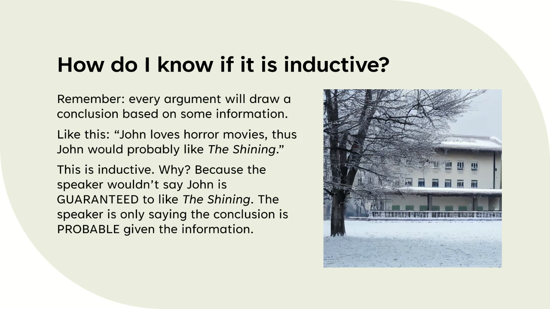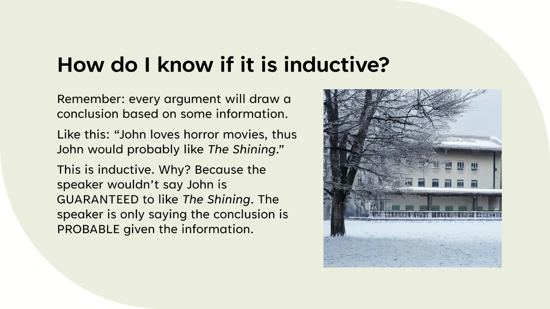Another way of putting this is that the person is not saying John is guaranteed to like The Shining. They're just saying it's probable or very likely that he likes The Shining. And whenever the speaker is saying, my conclusion is only probable, not guaranteed, then it's an inductive argument.